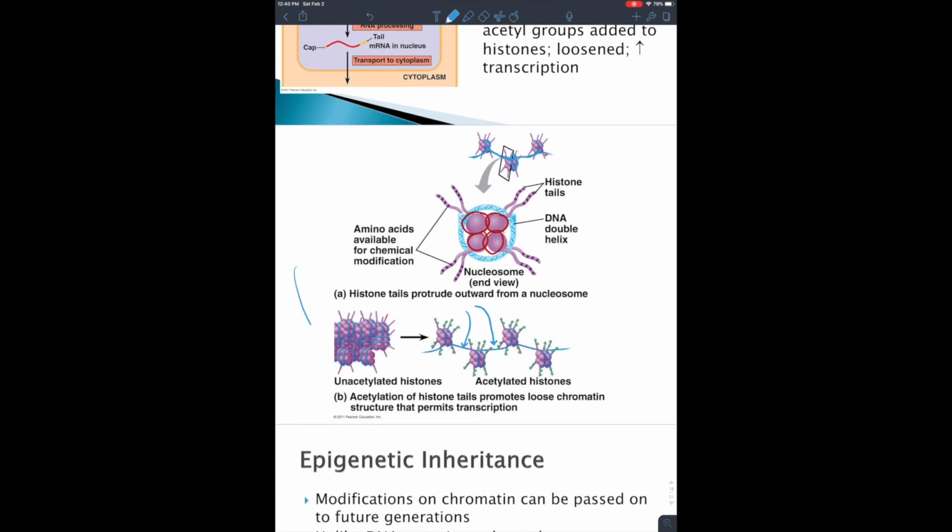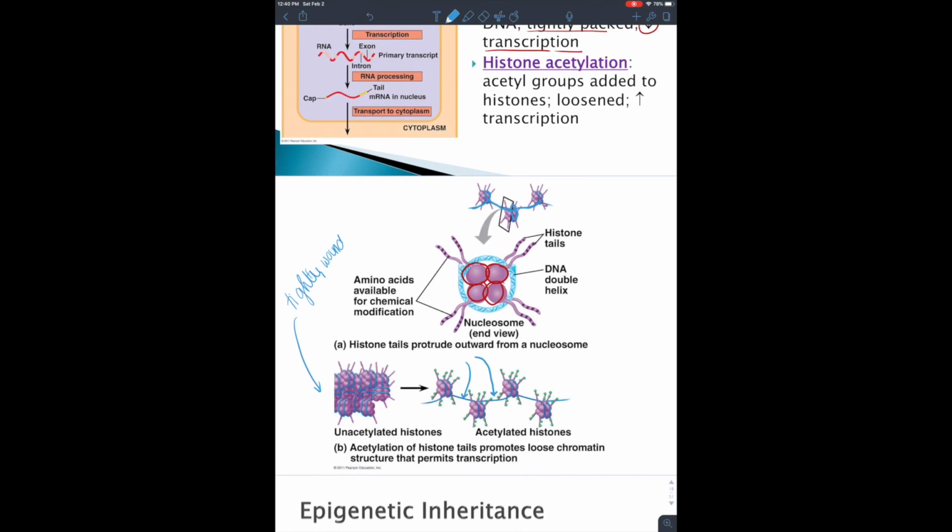So here, all of that DNA is tightly wound. Nothing can reach that DNA to transcribe it. I need to reach it. So we're going to go through histone acetylation. We're going to unwind and allow those transcription factors to reach the DNA and get the transcription process going.